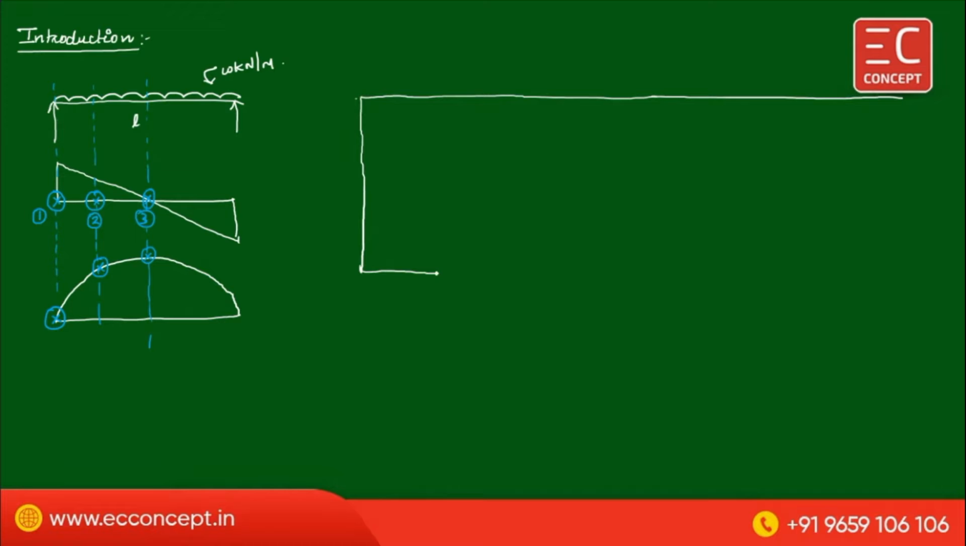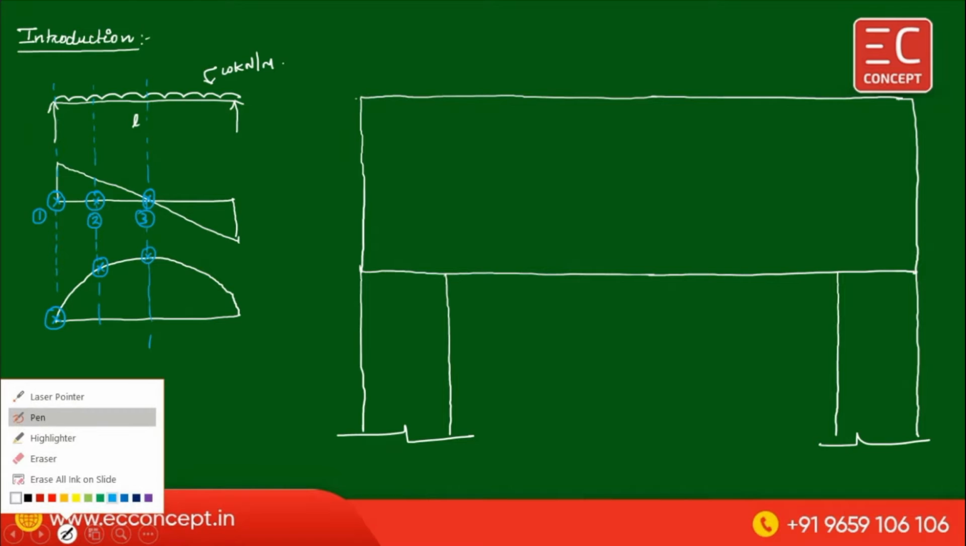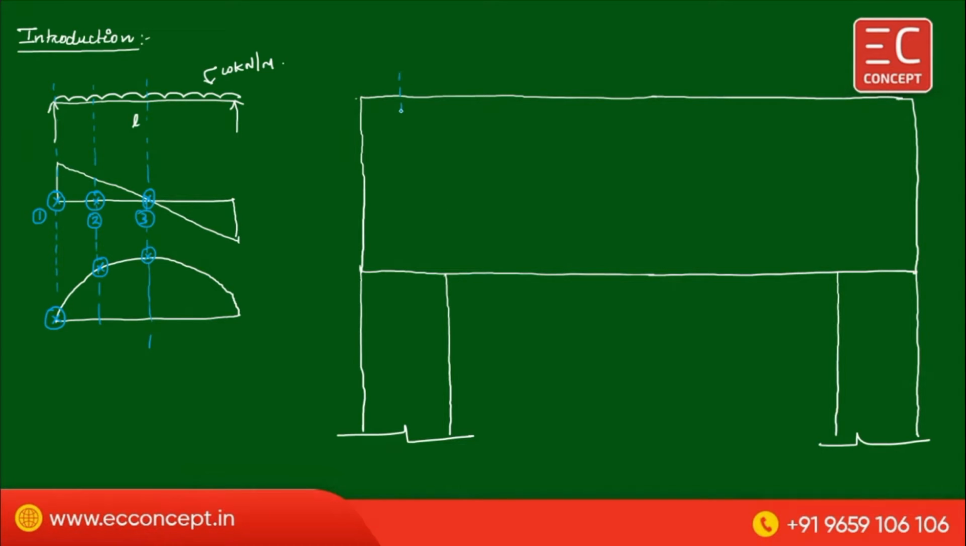So our beam is something like that. This is our beam and this is our support, and this also is our support. Now this is the center line of support.